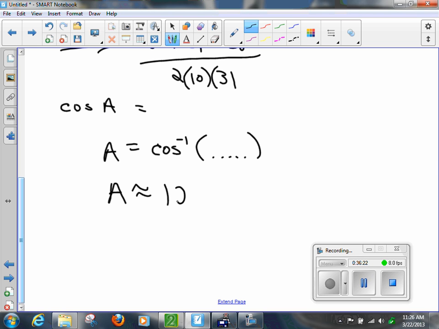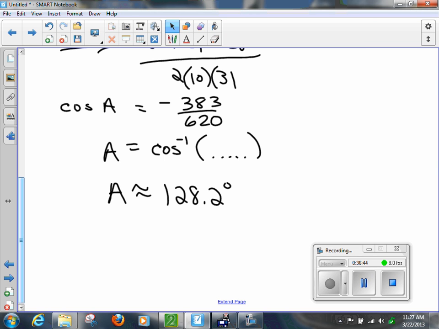128.2. Is that what you guys got? Did you get negative 383 over 620? Did anybody panic when they saw the negative symbol? You did flip out? All right, let me ask you this, because this would be another good question that I could ask you. When is it acceptable that cosine can be a negative number?